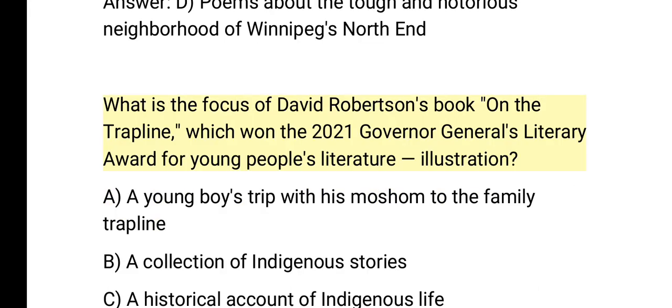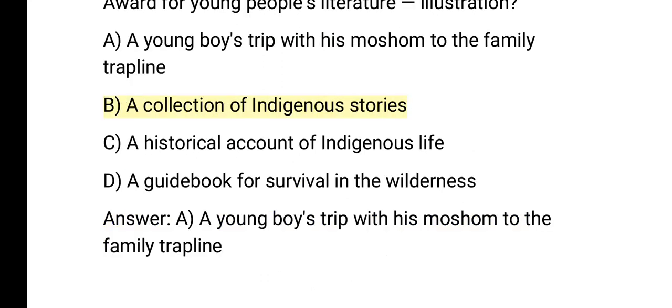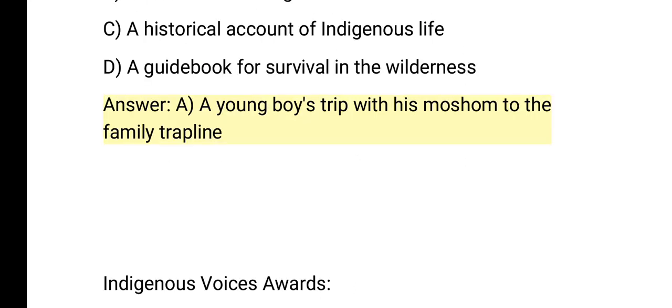What is the focus of David Robertson's book, On the Trapline, which won the 2021 Governor General's Literary Award for Young People's Literature, Illustration? A. A young boy's trip with his mashom to the family trapline. B. A collection of Indigenous stories. C. A historical account of Indigenous life. D. A guidebook for survival in the wilderness. Answer: A. A young boy's trip with his mashom to the family trapline.